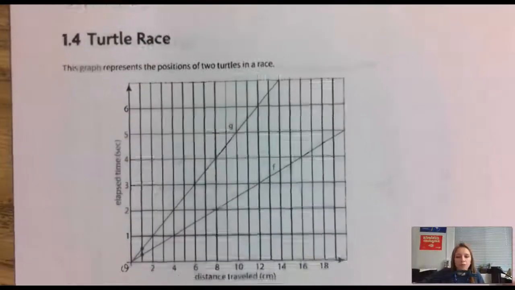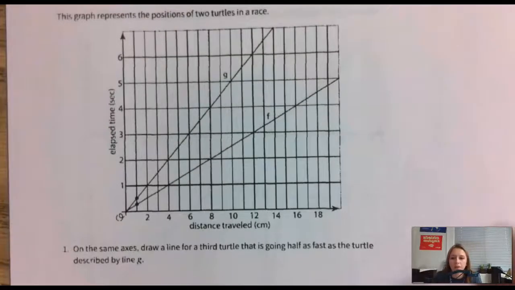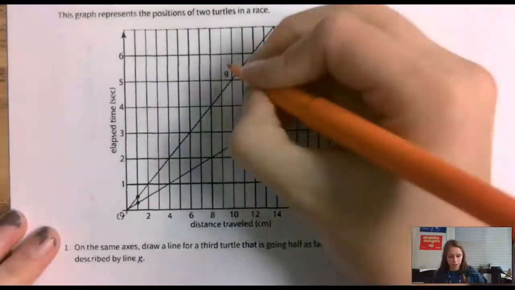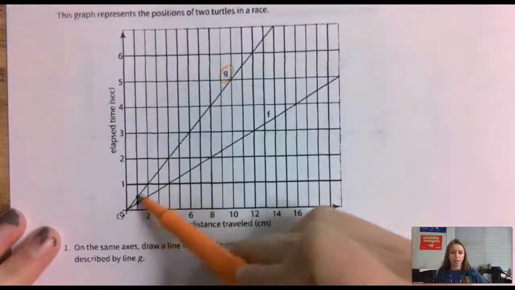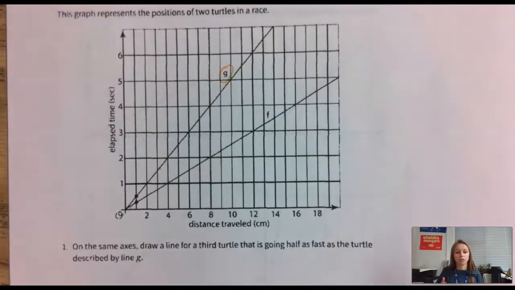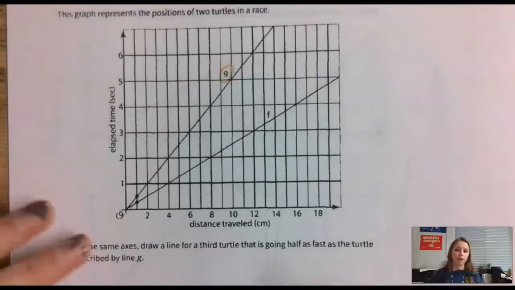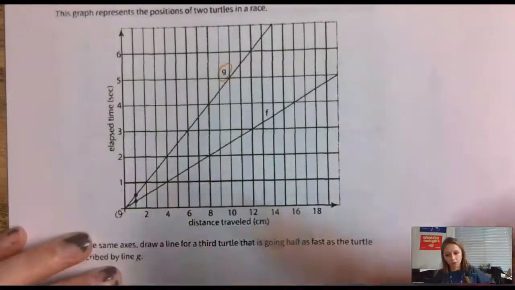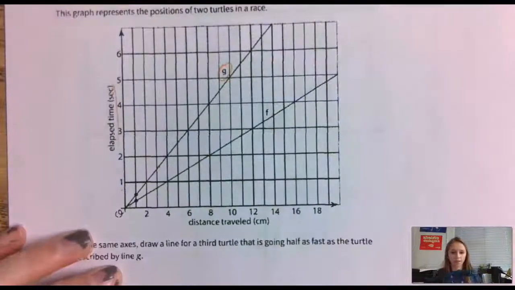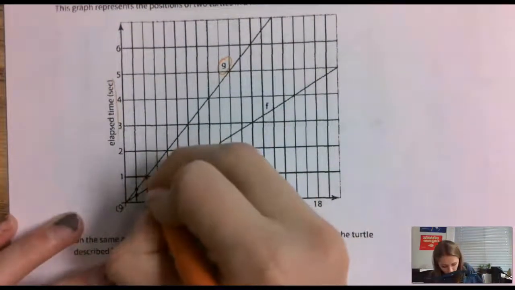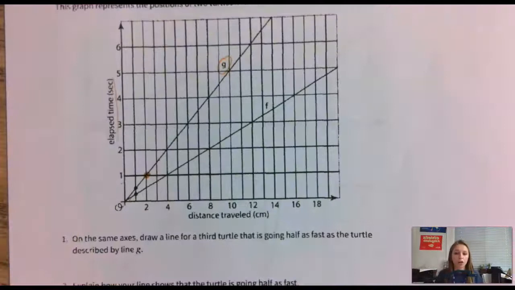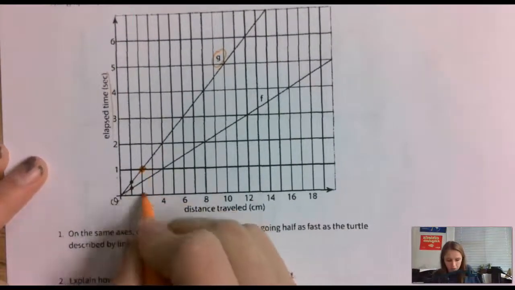On the cooldown from lesson 1, it says on the same axis draw a line for a third turtle that is going half as fast as the turtle described in line G. So I need to create a line that represents a turtle that goes half as fast. The first thing I'm going to do is see how far line G has gone after 1 second. My y-axis represents the seconds. So after 1 second, G has gone 2 centimeters, because that's where it matches up.